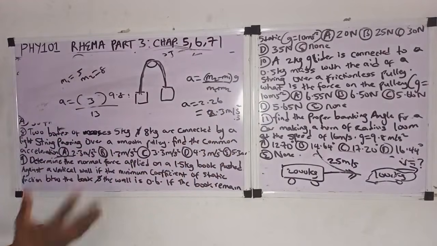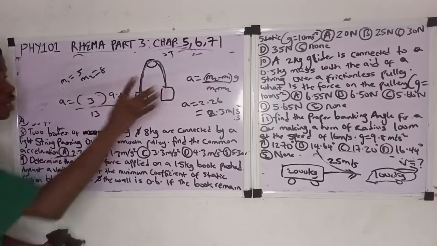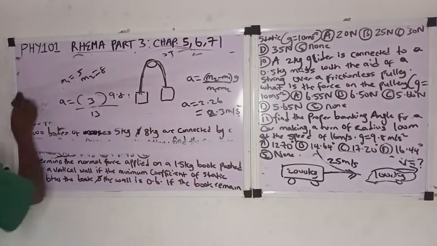So for two bodies connected by a string, this is how to calculate their common acceleration. Okay, it's very easy. Now we continue with the next question, question 9.